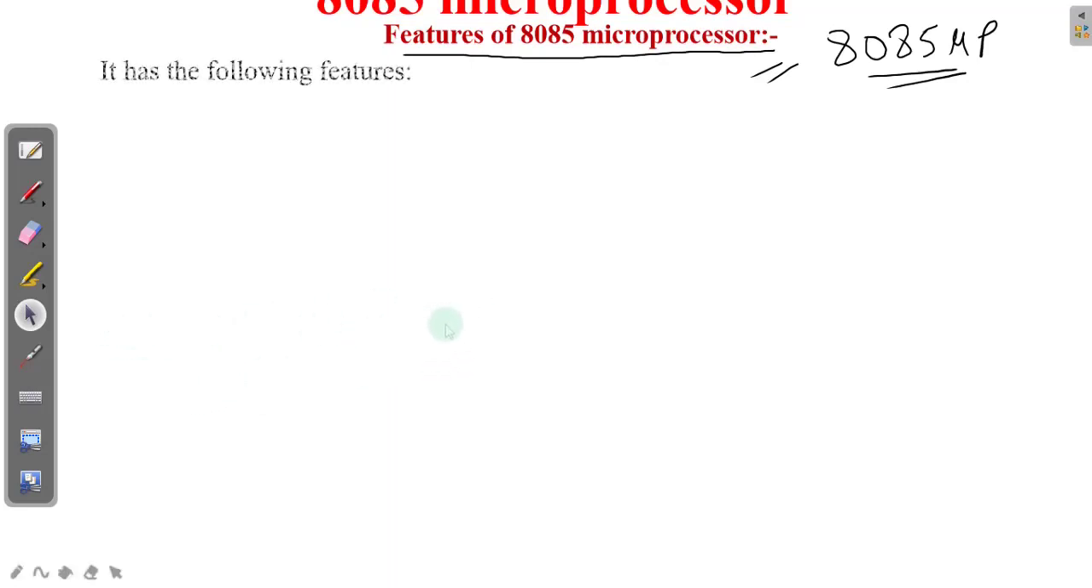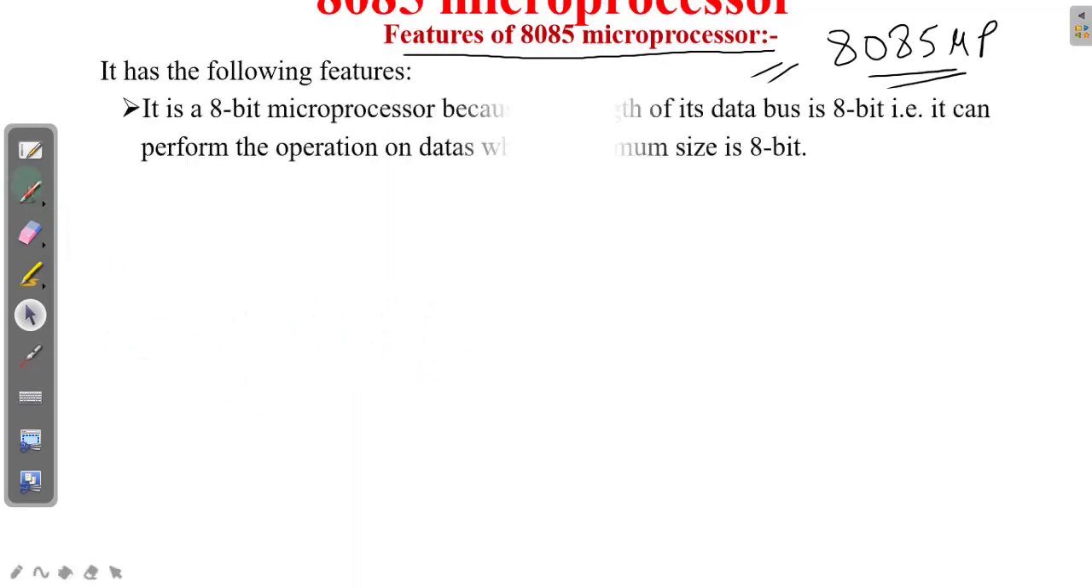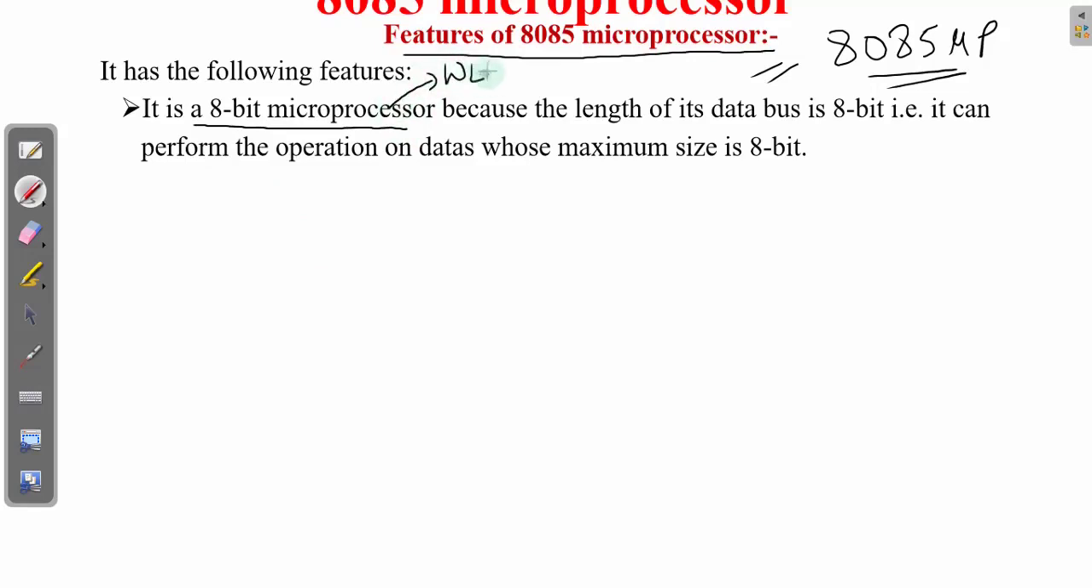So let's look at the first feature. First feature, you might already be knowing a little bit, is that it is an 8-bit microprocessor. So what will be the word length? Can anyone tell me what will be the word length? 8, correct. If it is an 8-bit microprocessor, the word length is 8. And if the word length is 8, you can also keep in mind, the data bus will also be that many bits only.